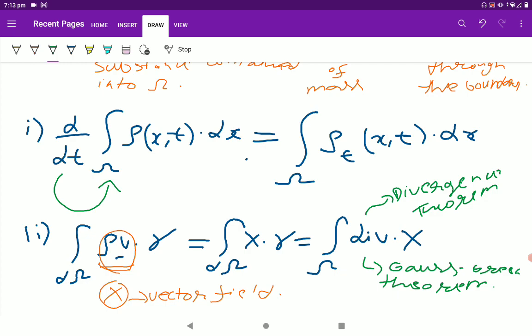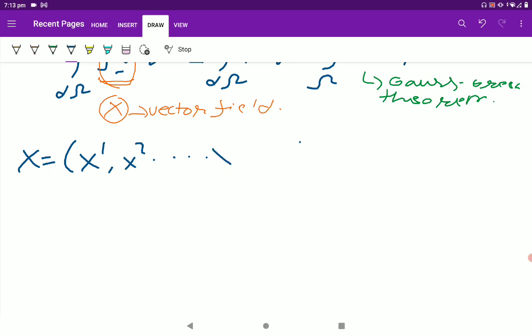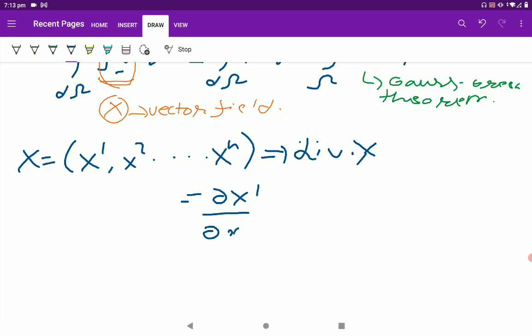Now we can represent the vector field in this format: x equal to x1, x2, dot dot till xn, which is the divergence of x, and it can be represented as dou of x1 by dou x1 plus dot dot till dou of xn by dou xn. And here in the expression, v and b are constant, the main expression which we have written earlier.